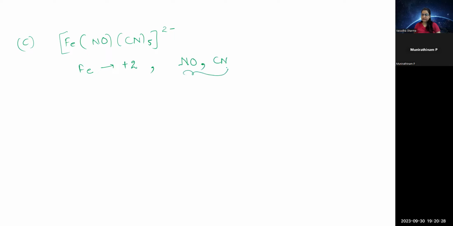Now we have the third complex, [Fe(NO)(CN)5]2-. Here also iron is in the +2 oxidation state. Now you need to tell me, are NO and CN strong field ligands or weak field ligands? Strong field ligand. Right. So they both are strong field ligands and therefore they will make a low spin complex. So in this case also, iron in +2, that is d6, is going to make a low spin complex, right?